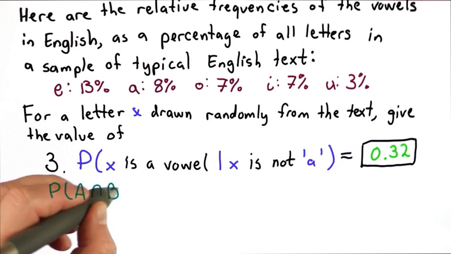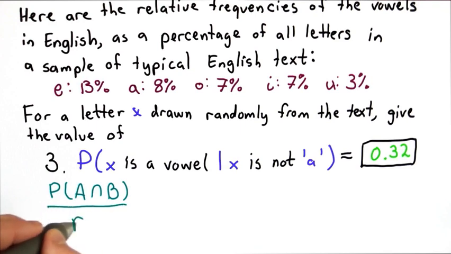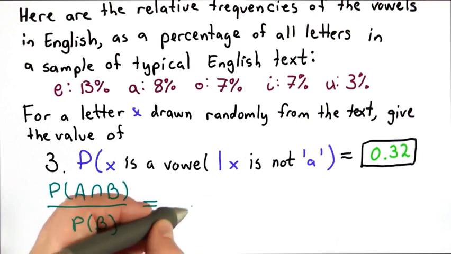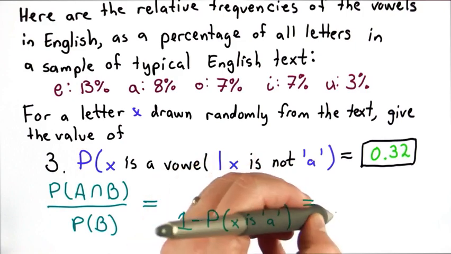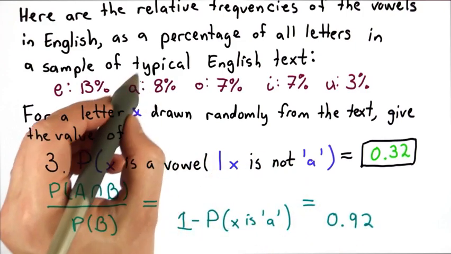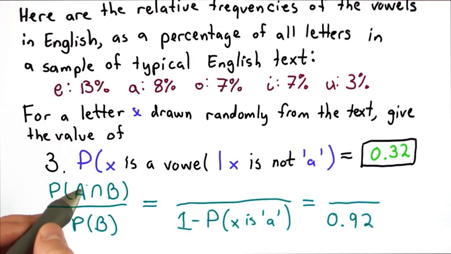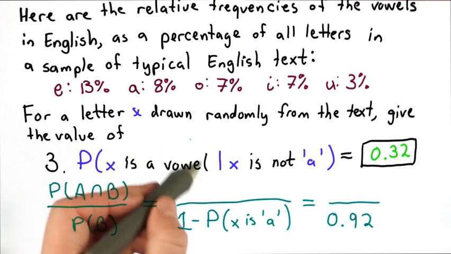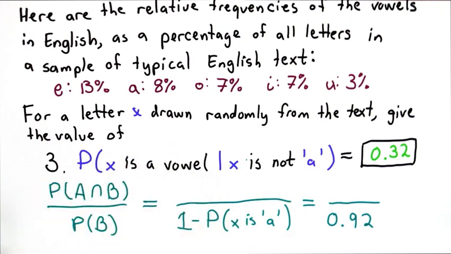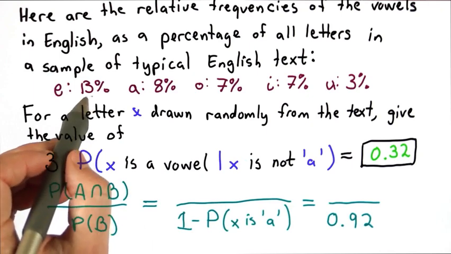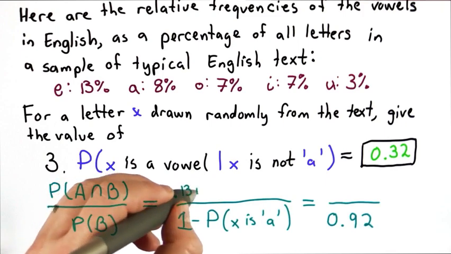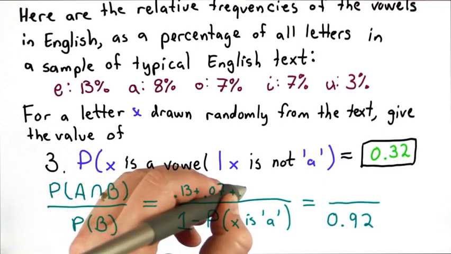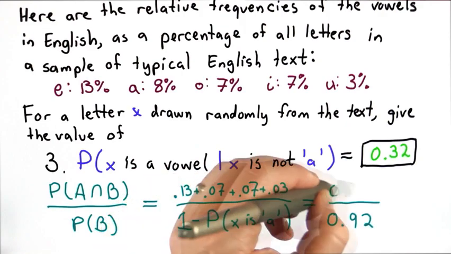So that means we need the probability of A intersect B divided by the probability of B. In this case, B is the case where X is not A. So that's 1 minus the probability where X is A, which is equal to 0.92, since the probability that X is A is 8%. The intersection probability is the probability that X is a vowel intersected with the probability that X is not A. So that's the probability for all the vowels other than A, which is adding 0.13 plus 0.07 plus 0.07 plus 0.03, and there we get 0.30.